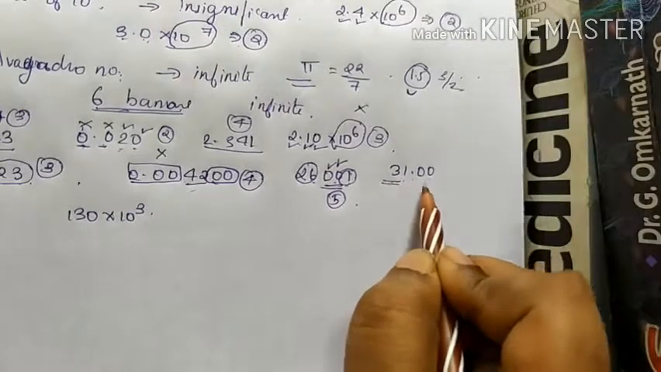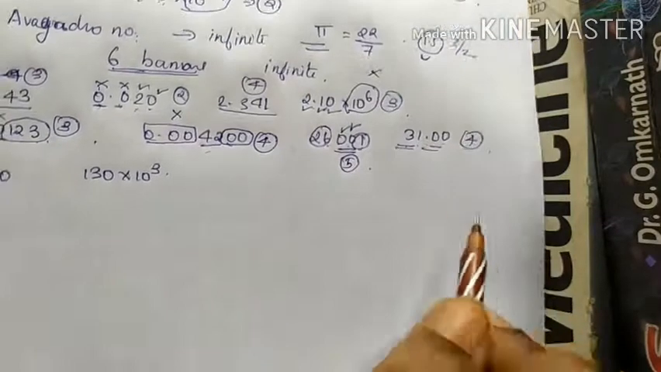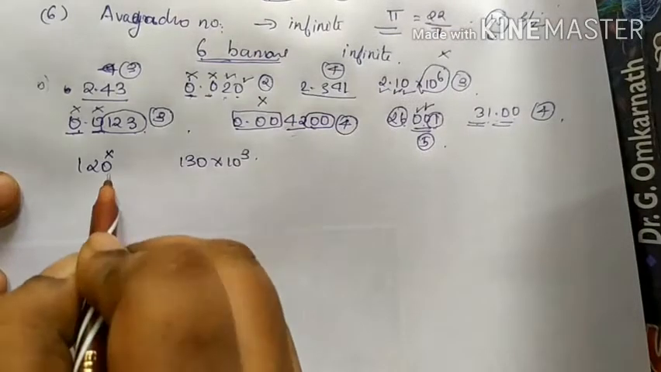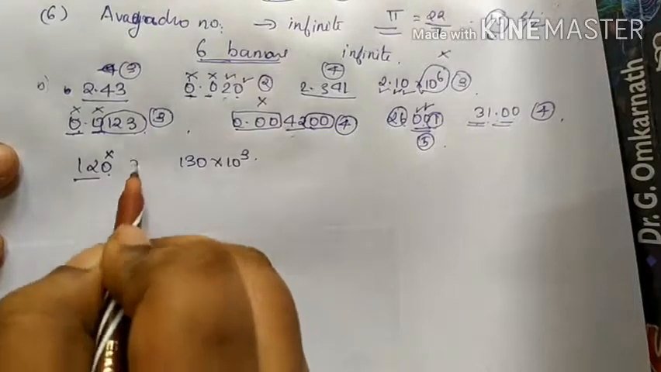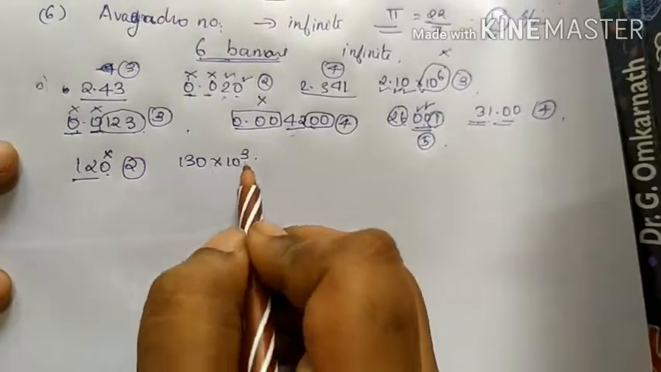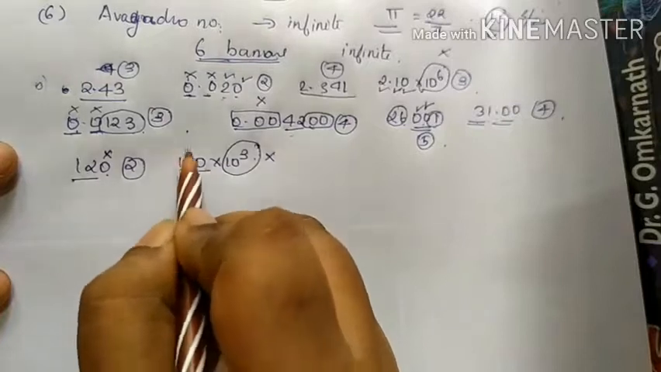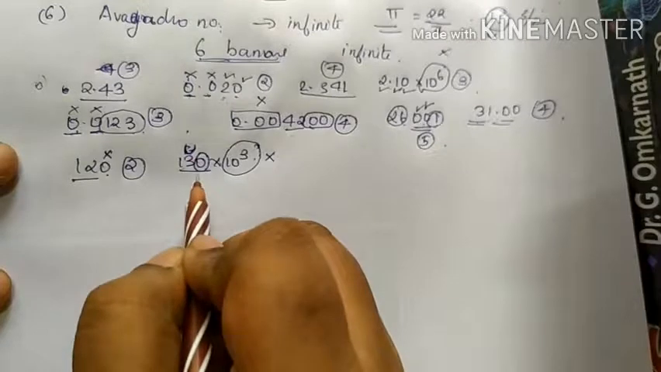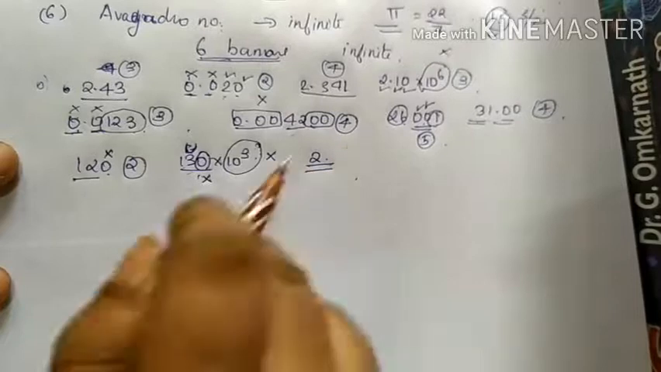31.00: these 2 are significant, and these 2 are trailing zeros, so there are 4 significant figures here. Next question is 120, no decimal values. So this 0 is not after a decimal, so it is not significant. 1 and 2 are significant, so 2 significant figures in this question. And the last one, 130 into 10 to the power 3. 10 to the power 3 is not significant, whereas in 130, 1 and 3 are significant, and the 0 is not after the decimal point, so it is not significant. So there are 2 significant figures in this number.